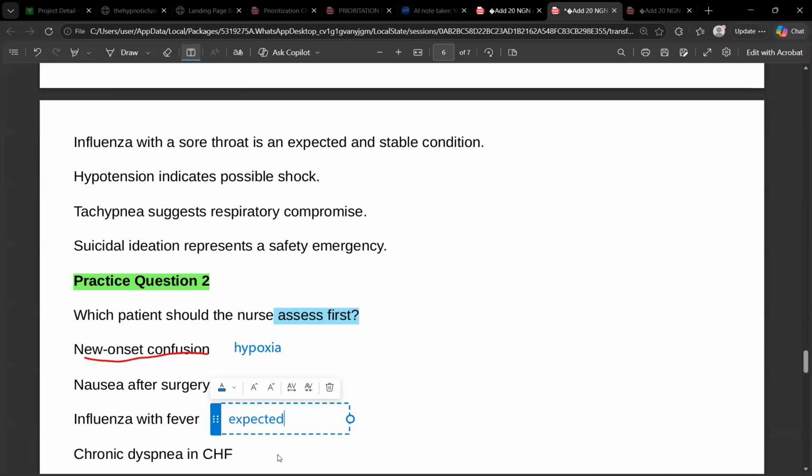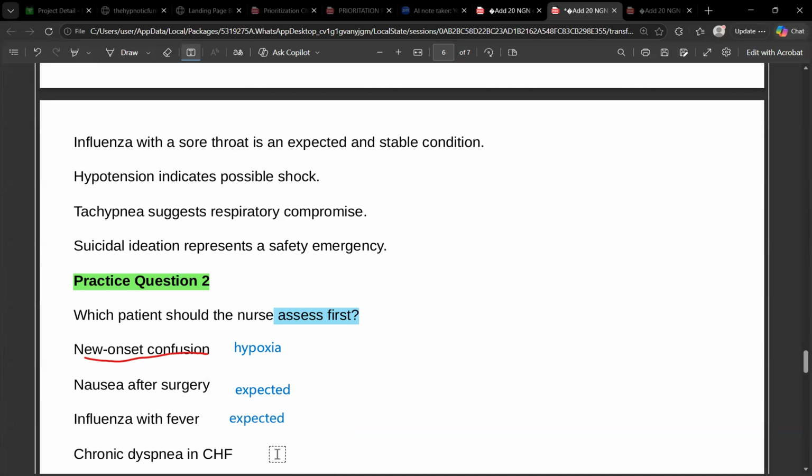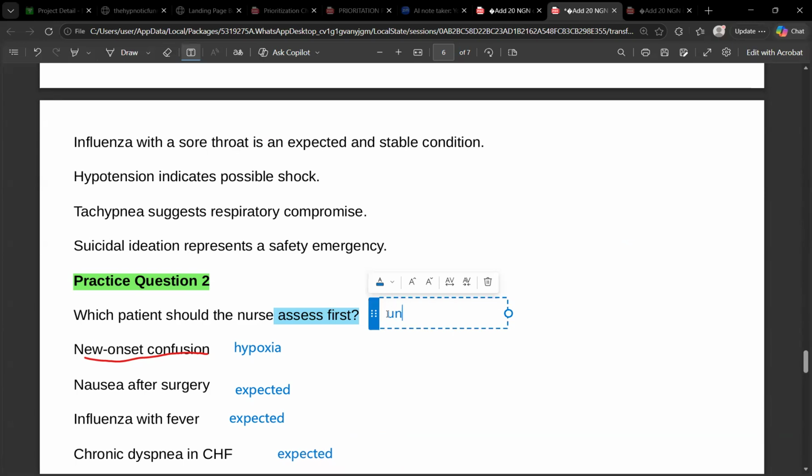Chronic dyspnea in congestive heart failure, is it a priority? No, because it is expected only. Always we need to select which one first. Unexpected findings first. Okay, unexpected findings first. First we need to assess the unexpected finding.